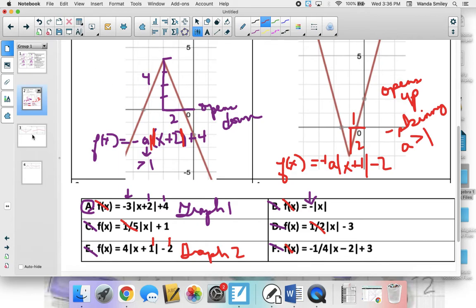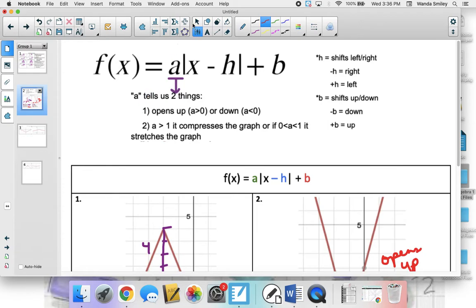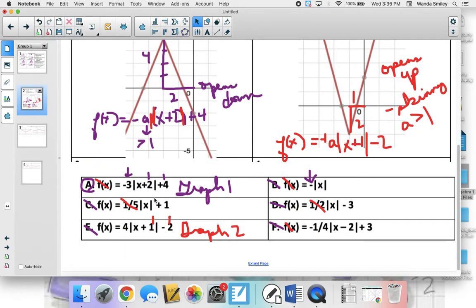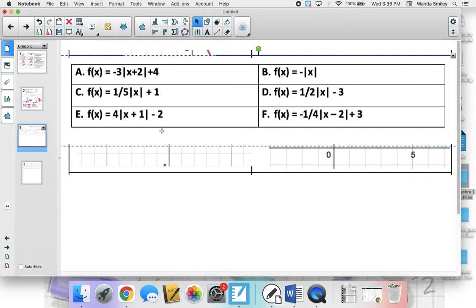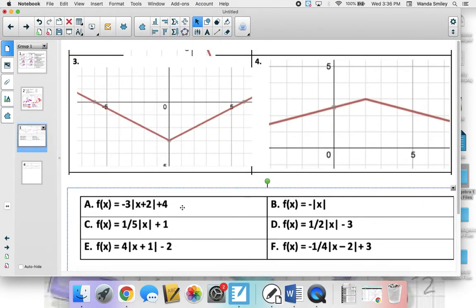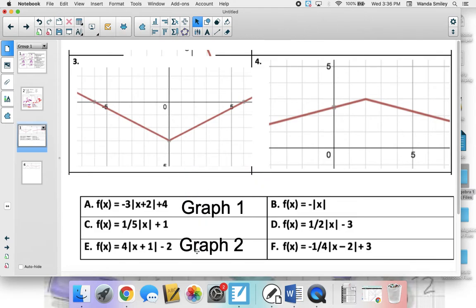All right, then, go back over here. I want to copy this so that we can see it for the next one. So right now we know that this one is graph 1. And this one is graph 2. Okay, so we know we can eliminate those. So we know those won't be ones of our answers.